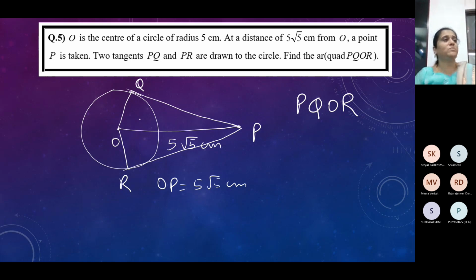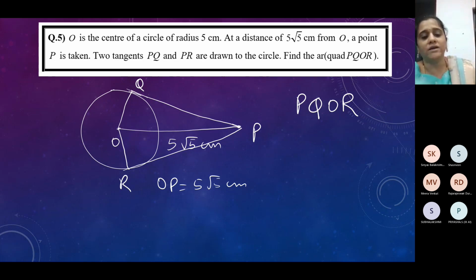What special name would you give to the quadrilateral PQOR? PQOR is a quadrilateral, correct? Now the question is to give a special name to this quadrilateral. Cyclic quadrilateral. Very good. Cyclic quadrilateral. Another name.